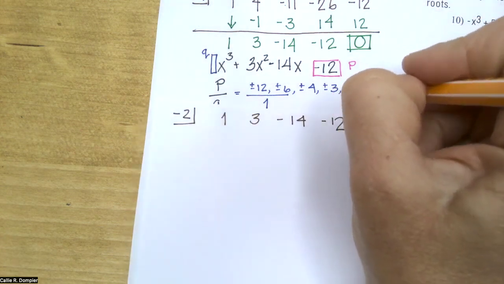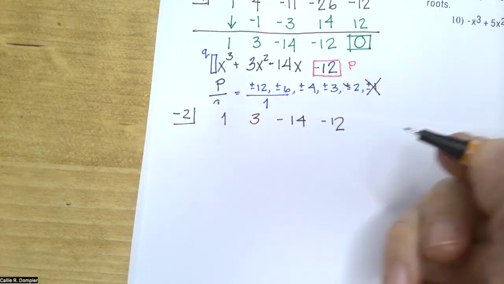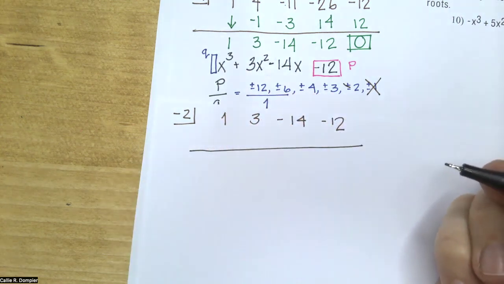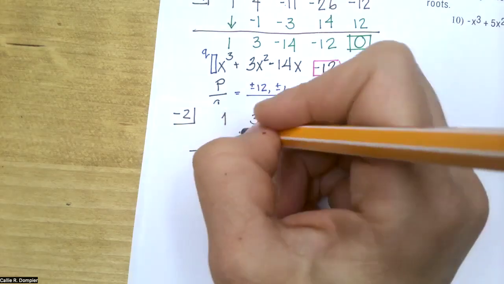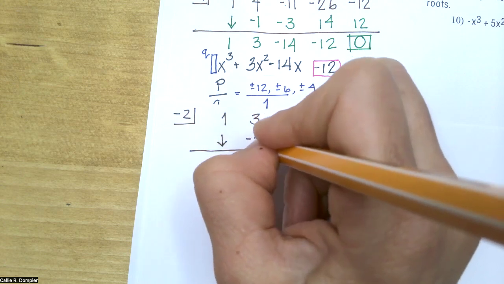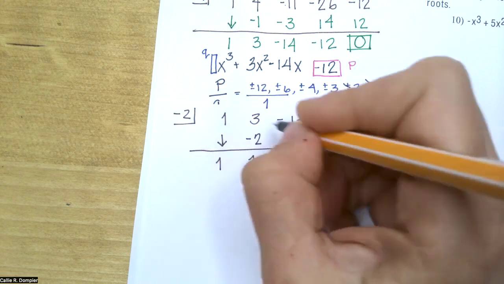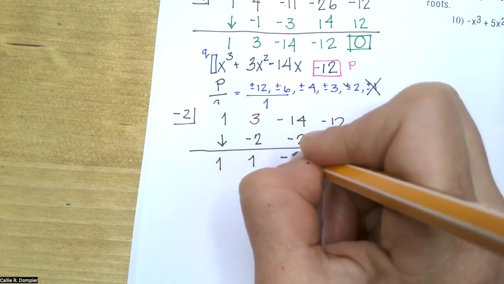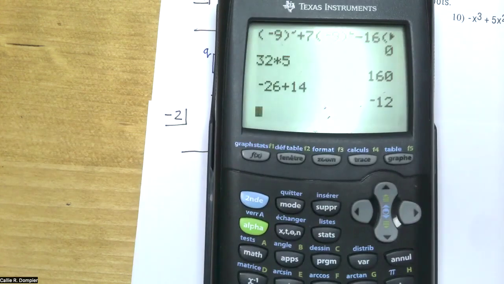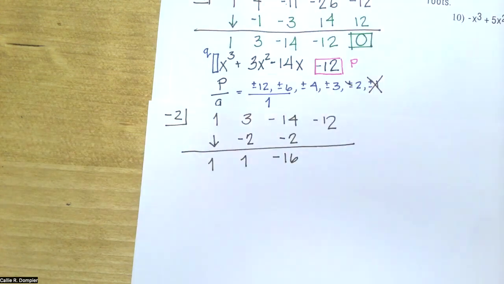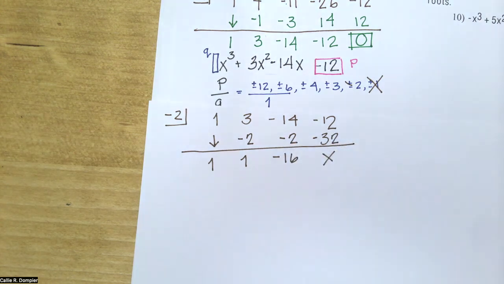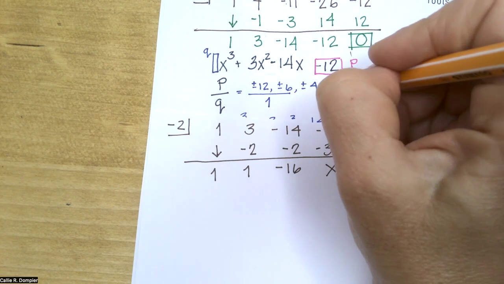So we've tried all of these. We've tried the +2. That 1's going to come straight down. 1 times -2 is -2. 3 minus 2 is 1. 1 times -2 is -2. So now that's -16. -16 times -2 is 32. And that's not giving me a 0, right? So we're searching all of these to find a 0. So it was neither of the 2's.